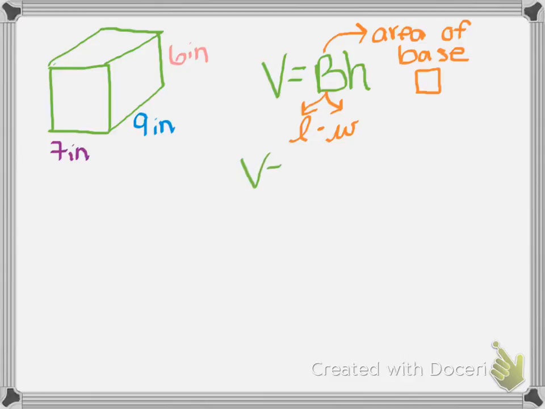So our formula for volume would be length times width times height when we are talking about this rectangular prism. Okay, so let's substitute our numbers in. So our length is 7. Our width is 9. And our height is 6.